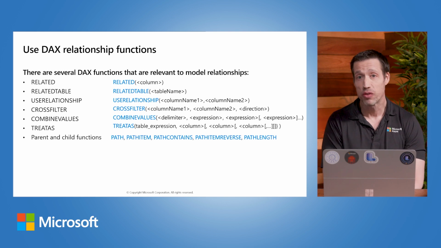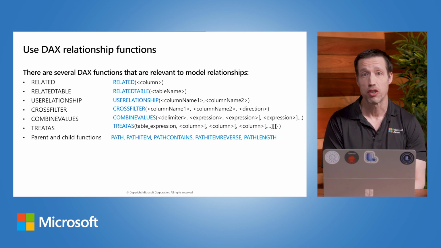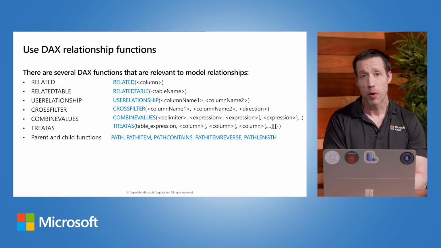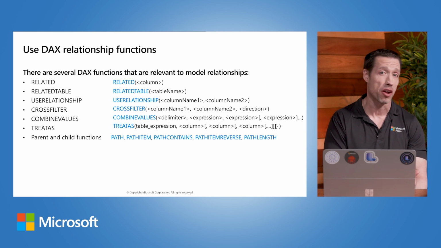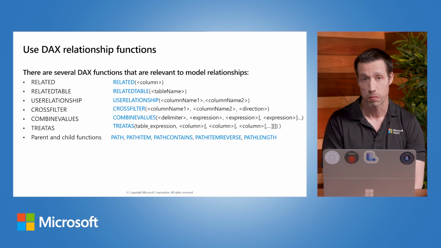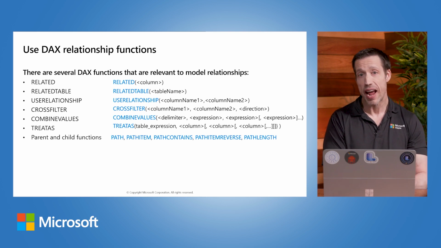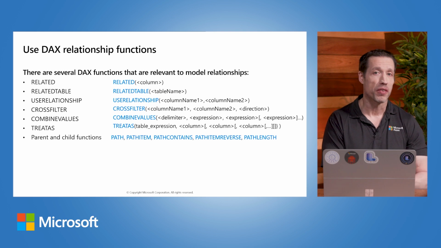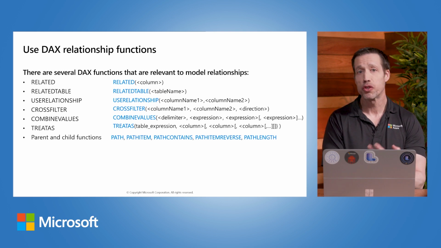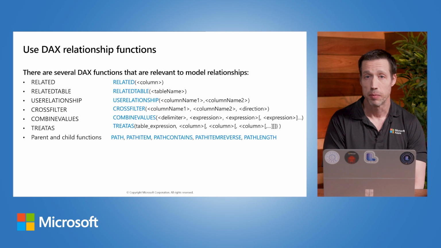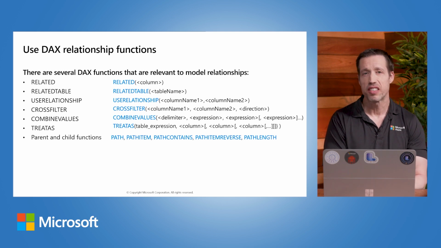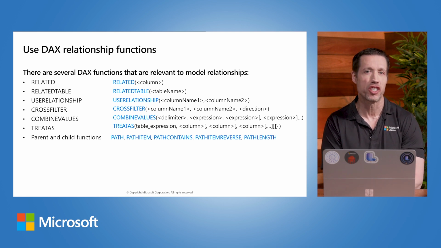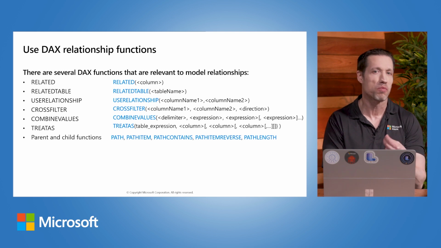The COMBINEVALUES function joins two or more text strings into one text string. The purpose of this function is to support multi-column relationships in DirectQuery models when tables belong to the same source group. The TREATAS function applies the result of a table expression as filters to columns from an unrelated table. It's helpful in advanced scenarios when you want to create a virtual relationship during the evaluation of a specific calculation.